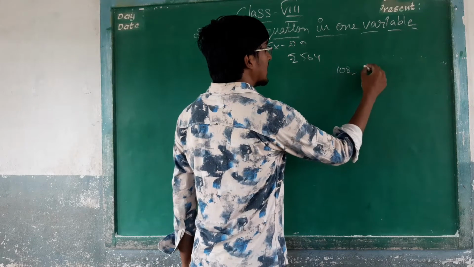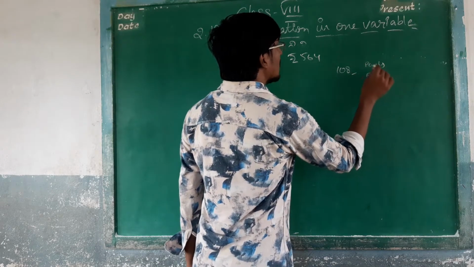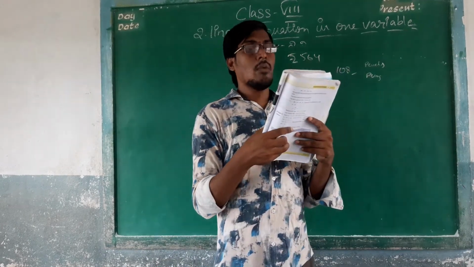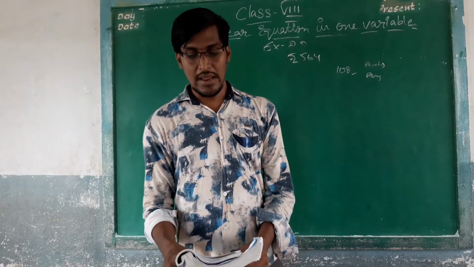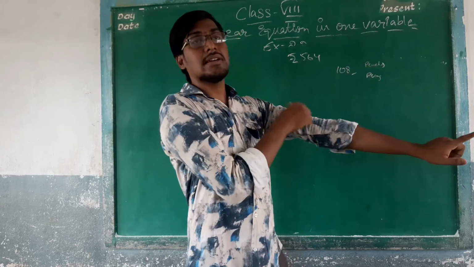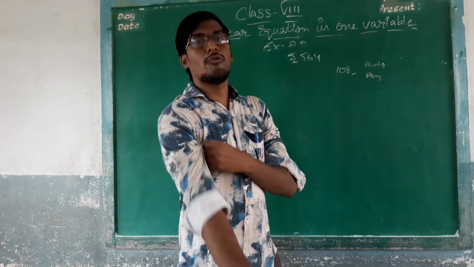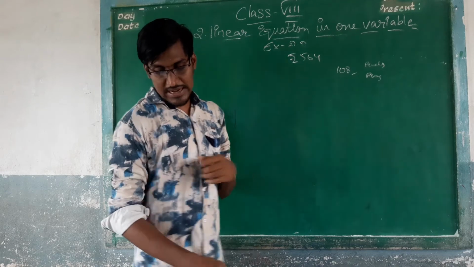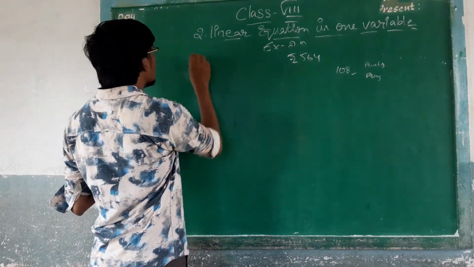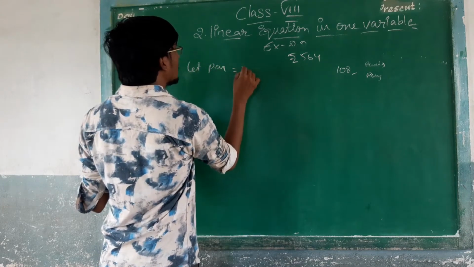So this 108 is pencils and pens together. Okay. So it cost him 564. So how many of each type did he buy? How many pencils did he buy and how many pens did he buy, out of 108? Okay, we have to find out. So let us take pen equal to x.